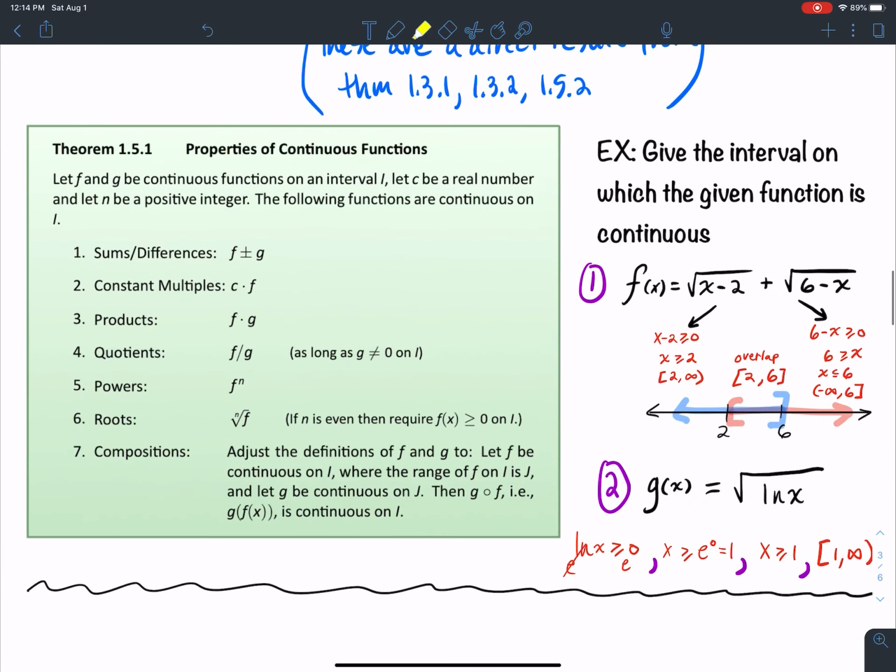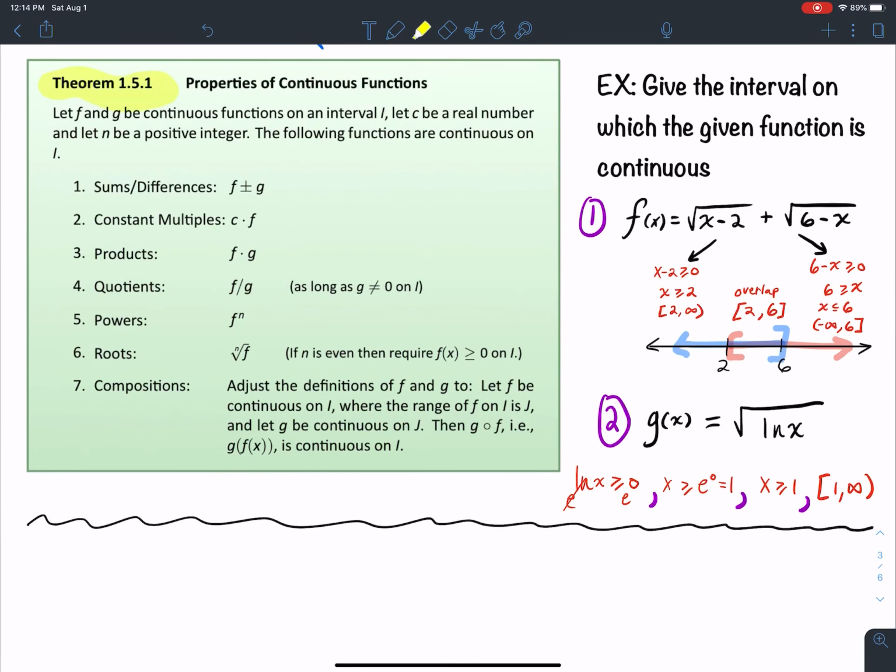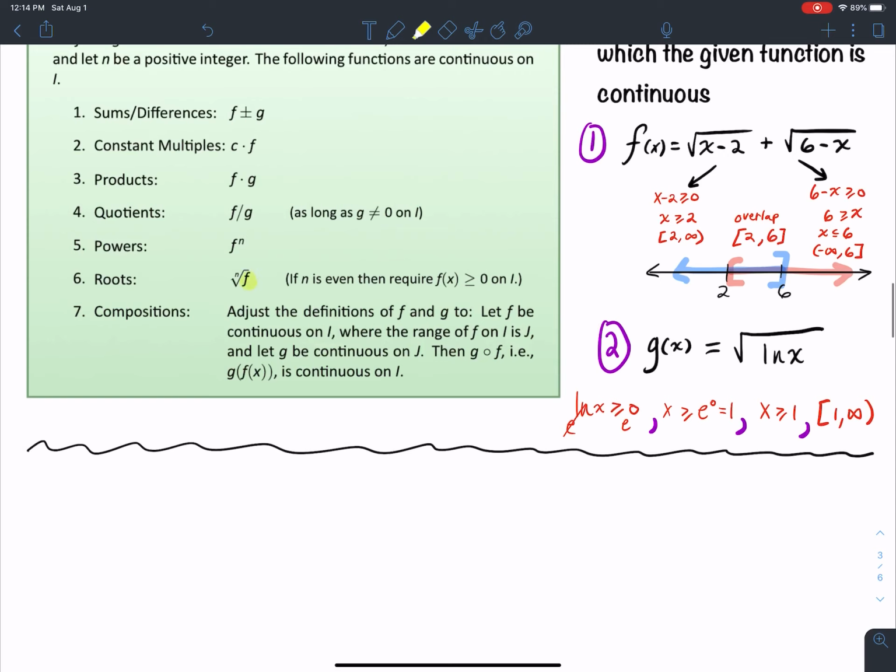So a little bit of hand waving there, but this theorem allows us to do the hand waving. If f and g are continuous functions on an interval, and c is a real number and n is positive, then the following functions are continuous.